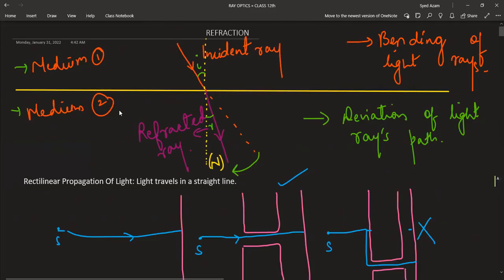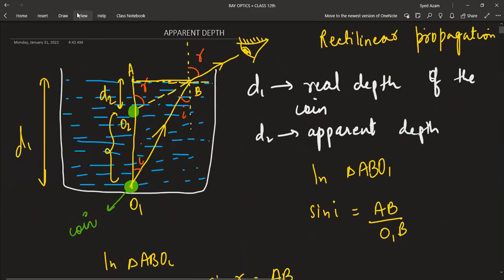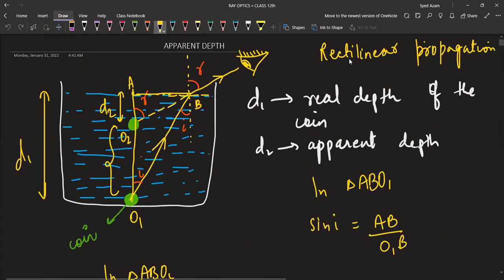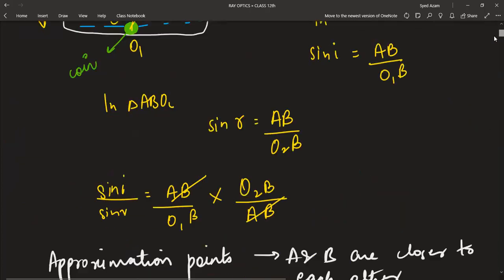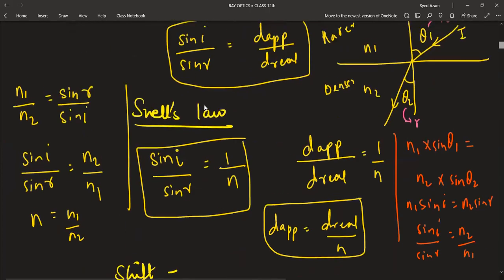Then the concept of apparent depth. Please see everyone, the formula of apparent depth is also there in your syllabus. So what is apparent depth? Sine i by sine r is apparent depth by real depth. What is sine i by sine r? This is Snell's law, which says that this is equal to 1 by n, where n12 means n1 by n2. So how is it related to apparent depth? Apparent depth is the depth that is just visible to you. It is not the real depth that is present.